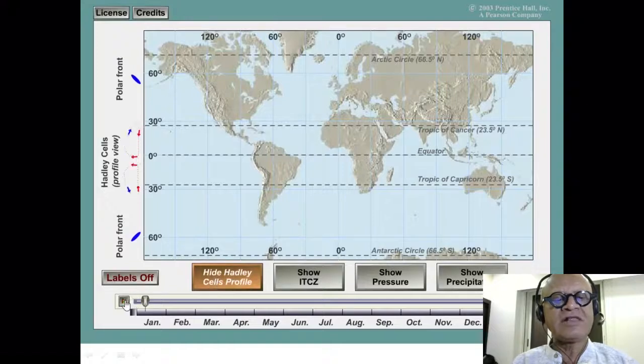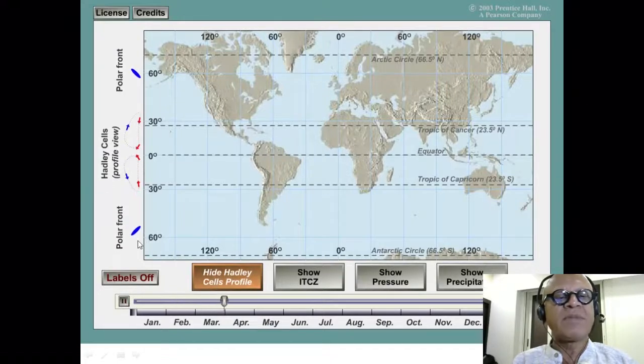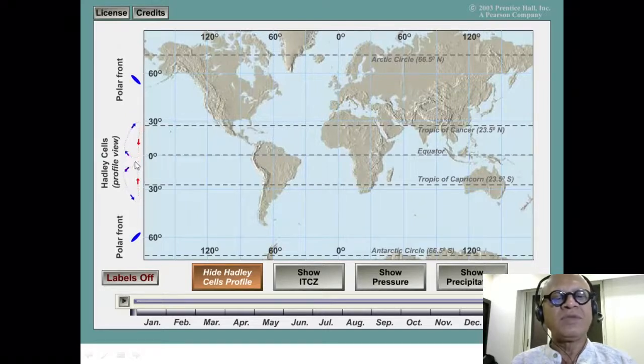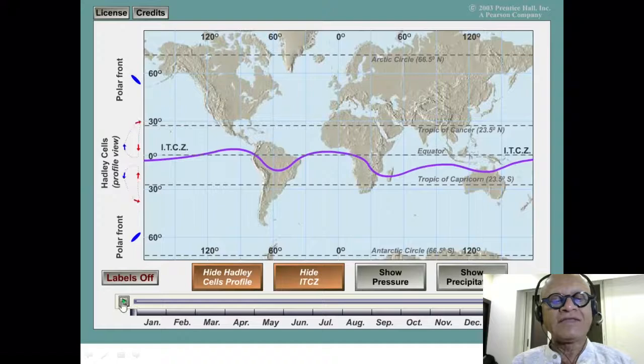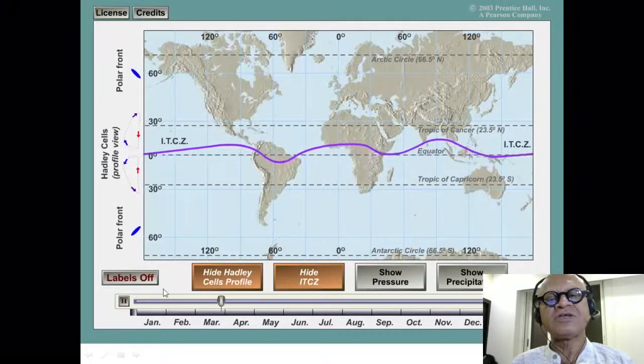Looking at the Hadley cell, we saw that it moves back and forth with the sun, as well as moving the polar front, and here it shows a sense of the tropopause that drops off as you go from deep tropical convection regions to the subtropics. The red arrows are the converging moist air feeding the rising motion, and the upper air, cold air, moving towards the poles. We will add the ITCZ and run through the seasonal cycle just to remind ourselves.